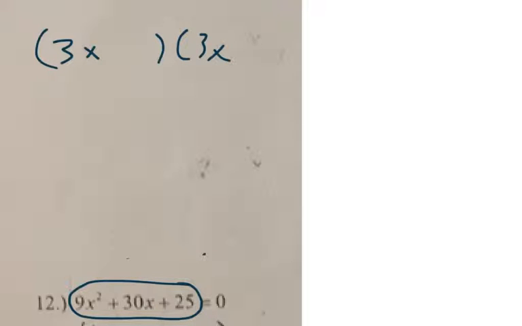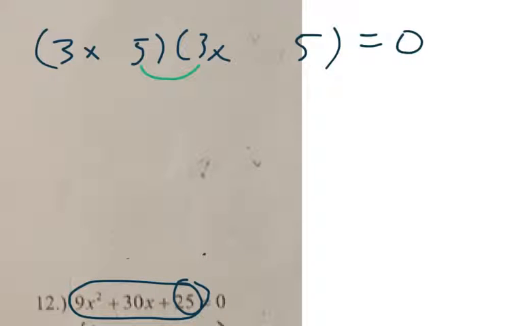So the first thing I'm going to do this time, guys, is factor that. So I'm going to start out by just doing 3x times 3x. Again, if this doesn't work, I'm going to do 9x times 1x. And I know 25 is 5 times 5 normally. And again, this is supposed to equal 0 when we're done. So let's see if this works.